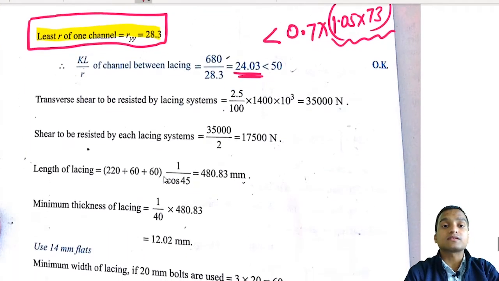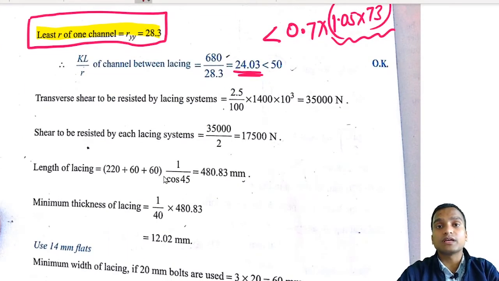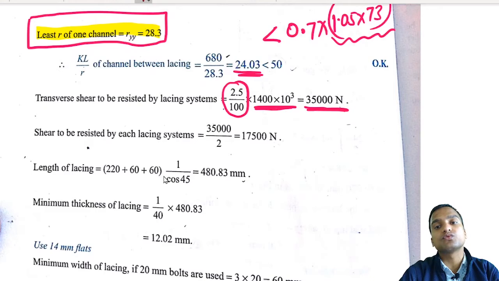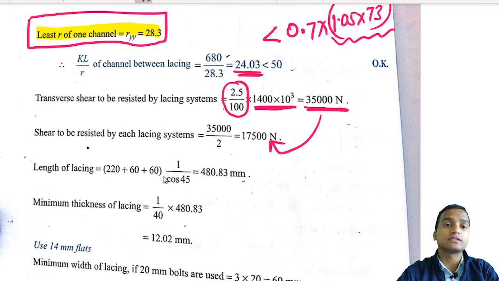Now what about the transverse shear which is going to be subjected on the lacing system? It will be equal to 2.5% of the compressive load, and the compressive load is 1400 kilonewton. So this much shear force is going to come on the lacing members. There are lacing at front and back, so we have to divide this transverse shear by 2 to get the value of shear force that is going to come on each lacing system.